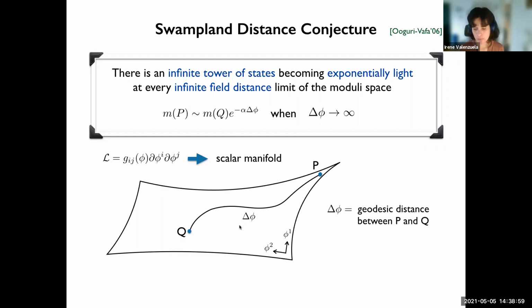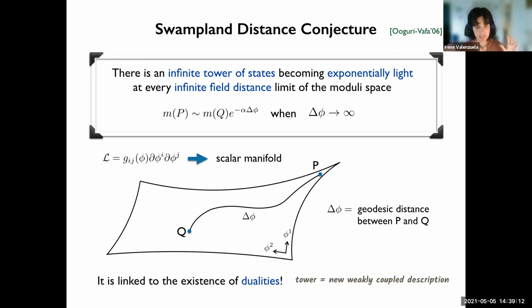And this is something which is very, I would say even normal if you work in string theory, because whenever we approach the boundaries of the field space, we always get a tower of states that become light and that are pointing to a new weakly coupled description of the theory. So it's like trying to understand why the distance conjecture is true. It's like trying to understand why we have dualities in string theory.